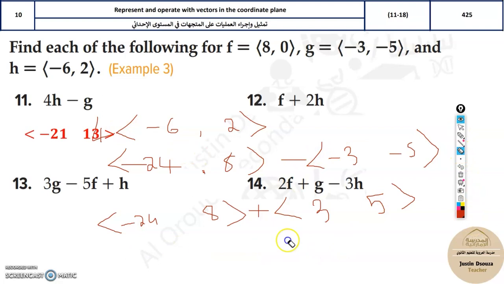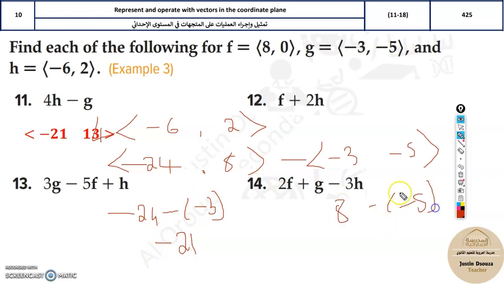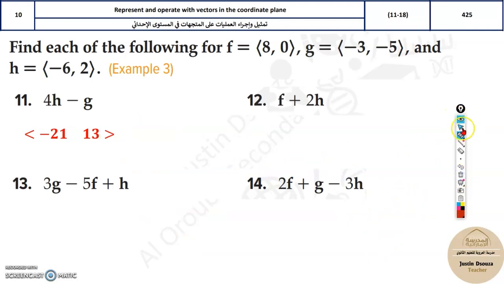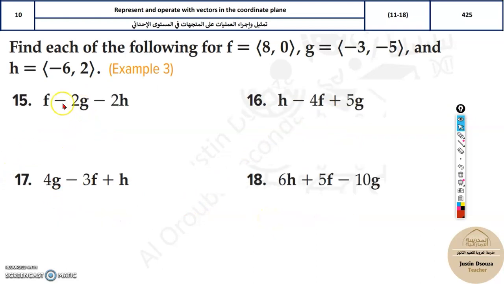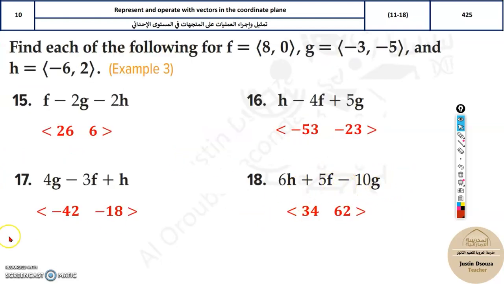And over here, if you don't want to do that step, you can just do negative 24 minus of negative 3, it would be negative 21, and 8 minus of negative 5, that would be 8 plus 5, that is 13. So that's up to you. You'll get the same answer. The same way, just do according to what they have mentioned, and this is very, very straightforward. Sometimes they'll be big, so just make sure you multiply that accordingly and then solve it up.